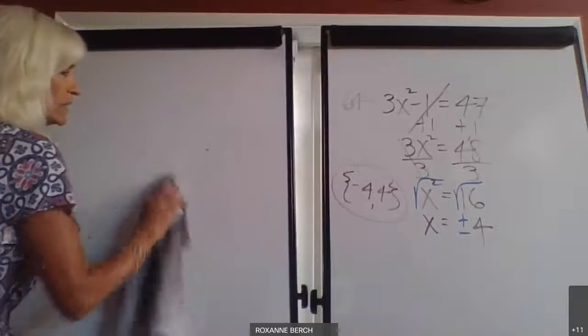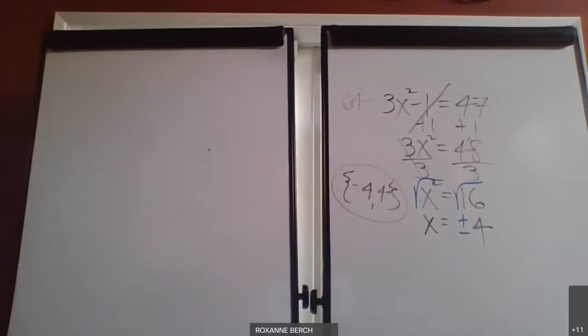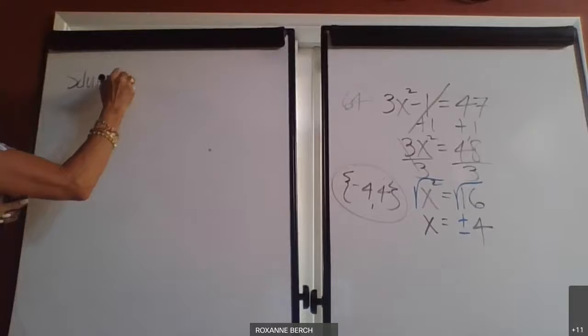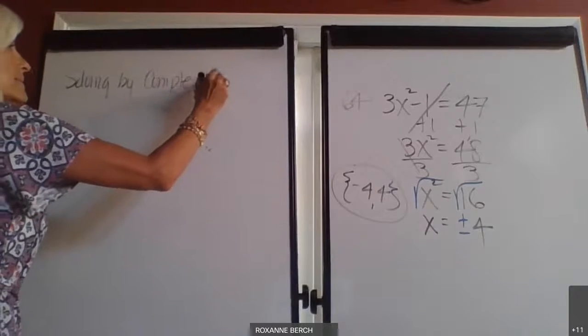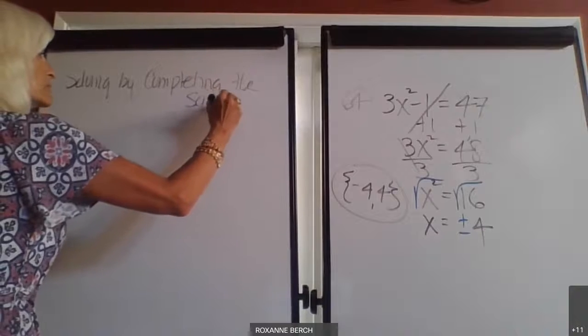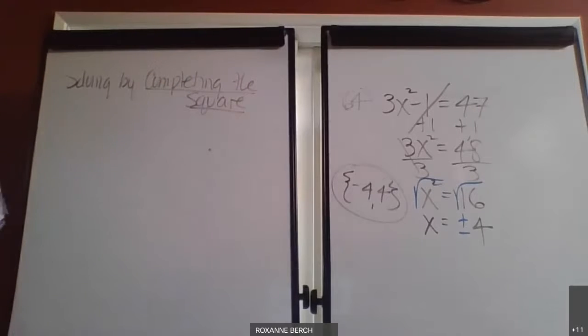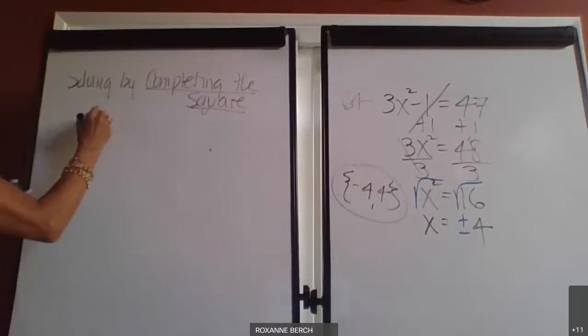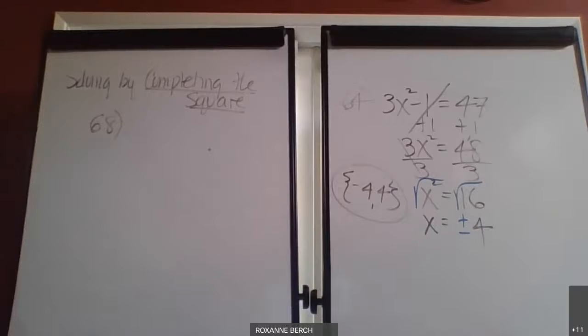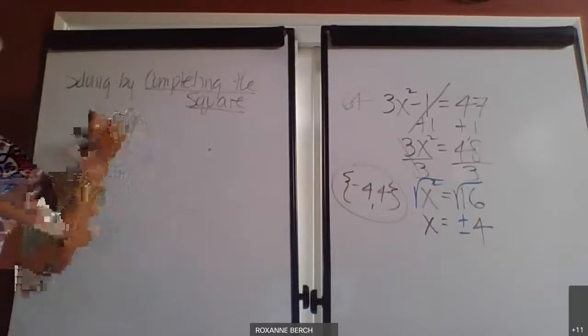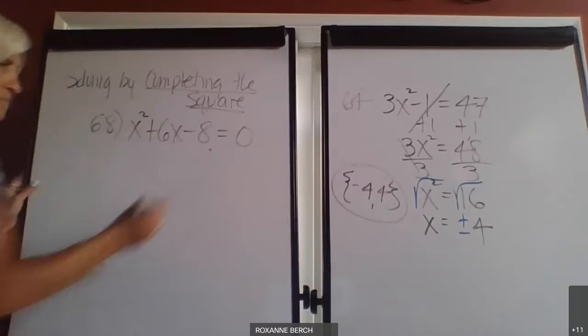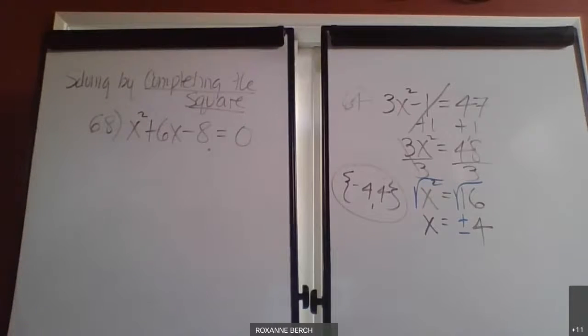Now, this next solving method is called solving by completing the square. And these are problems number 67 through 74 on page 106. So I'm going to do problem number 68. X squared, a little bit. I'm going to put a minus 8. I'm going to put a plus 8.